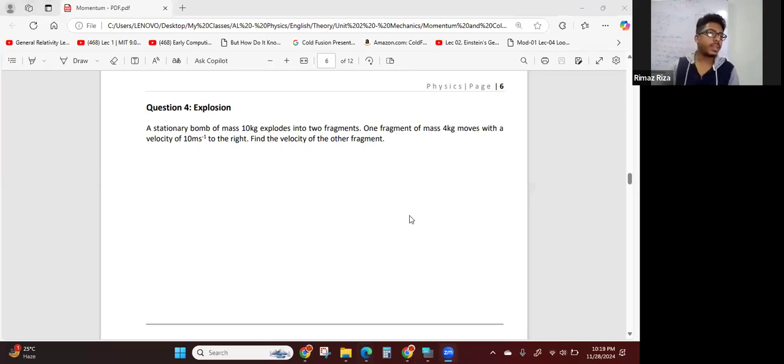40 divided by 6 meters per second. Let's see. So here, let's say this is the bomb, stationary, before the explosion. And then after the explosion, it divided into two fragments. It explodes into two pieces.